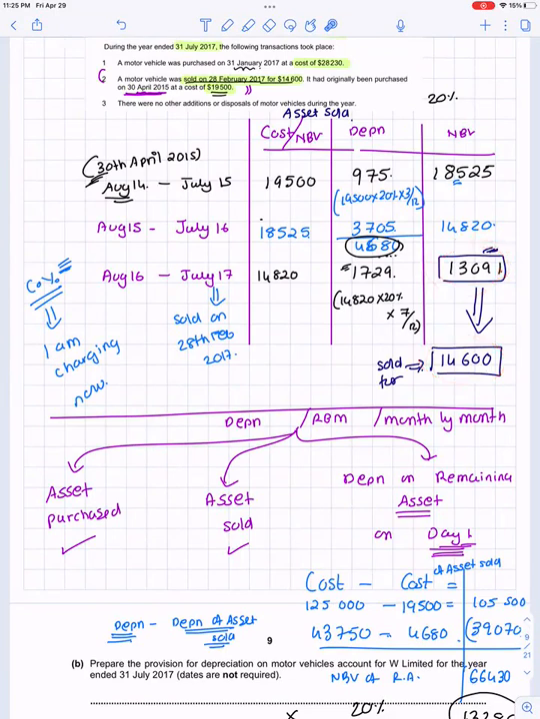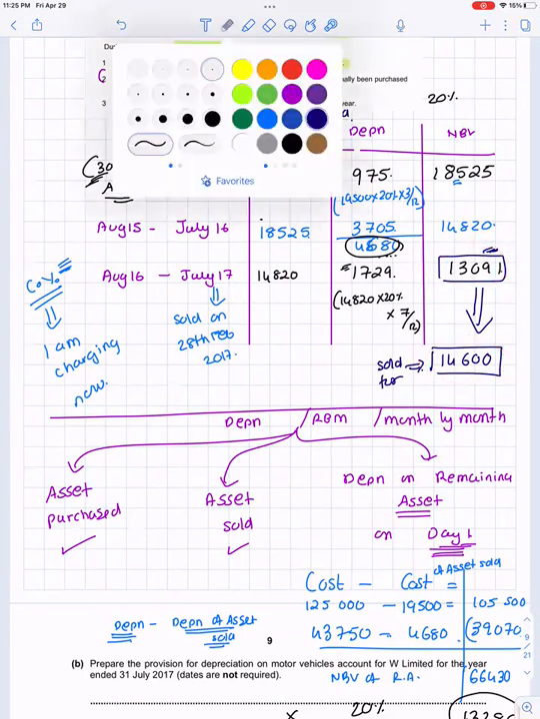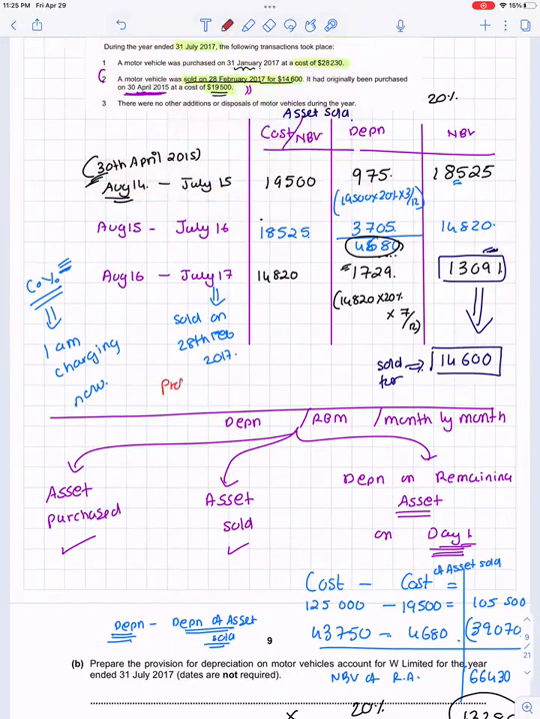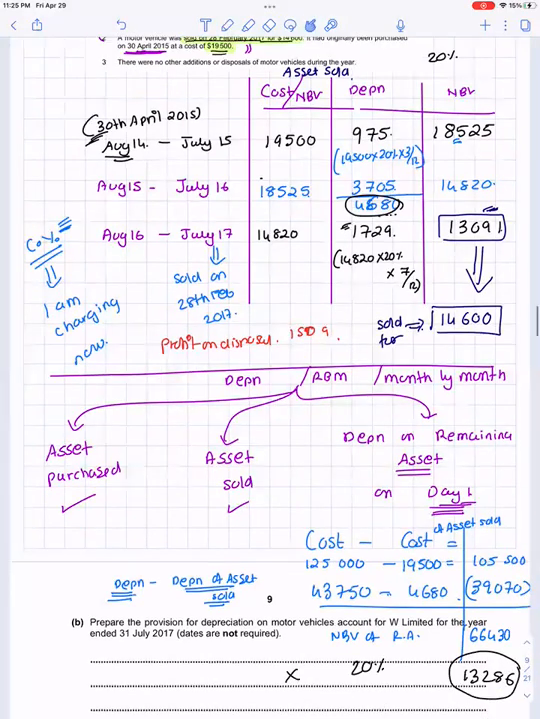What are you getting? Profit or loss on disposal? Profit. You're getting profit on disposal. How much? 1509. So profit would increase by 1509 due to profit on disposal, effect of transaction 2. Okay. This is it with the sum.